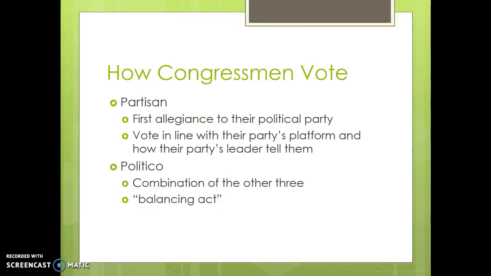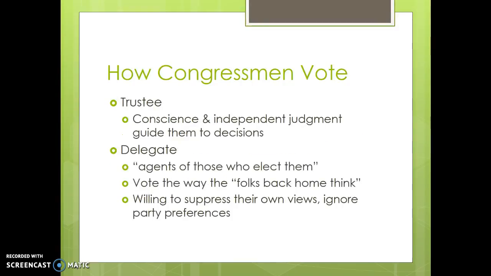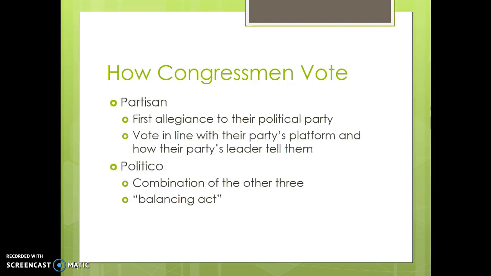Alright, so what I want you all to think about, but it's not a flipped assignment, is which of these congressional voting measures makes the most sense and which would you be more likely to choose to do? Trustee, delegate, partisan, or politico?